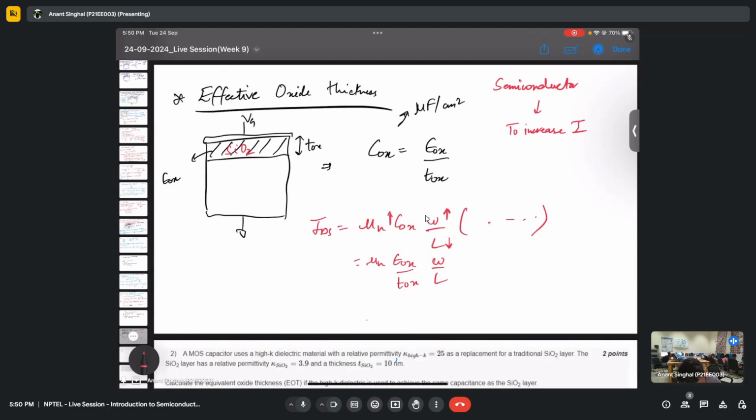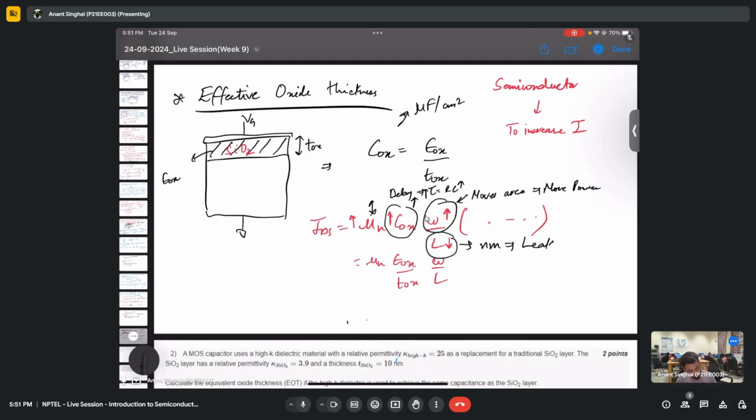But if we increase the width, it will consume more area, which implies more power consumption, right? So this is not good for us. If we increase capacitance, what will happen? It will cause a delay in the circuit, because the time constant is nothing but RC. If I have more C, it will have a larger time constant. We cannot affect mobility because it is material dependent, so it is also fixed. And if we go to a very short length, which is what we call technology scaling, then in nanometers there are a lot of leakage currents.